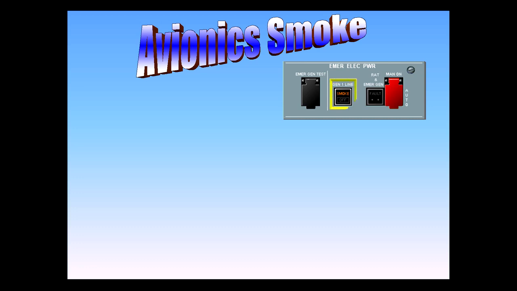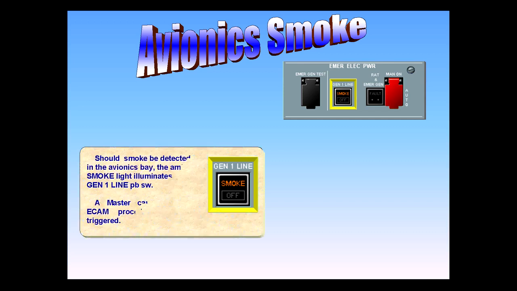Should smoke be detected in the avionics bay, the amber smoke light illuminates on the Generator 1 line push-button switch. A master caution and an ECAM procedure are also triggered. When the Generator 1 line push-button switch is pressed, Generator 1 is disconnected from AC bus number 1 and is connected directly to a fuel pumps bus, which powers the number 1 fuel pump in each main tank.